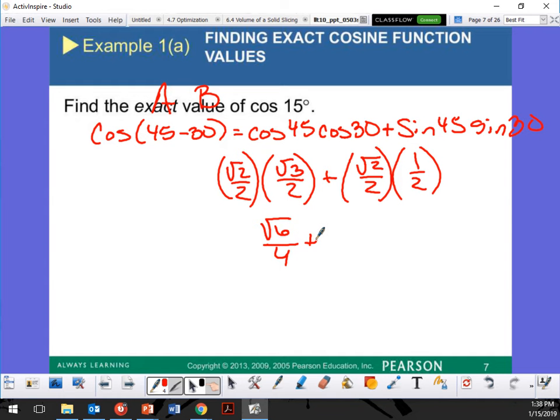Plus rad 2 over 4. Do they have a common denominator? Yes, the common denominator is 4, so I just keep it over 4. So it's going to be rad 6 plus rad 2 over 4. That's it. It's going to get harder though. That's the answer.